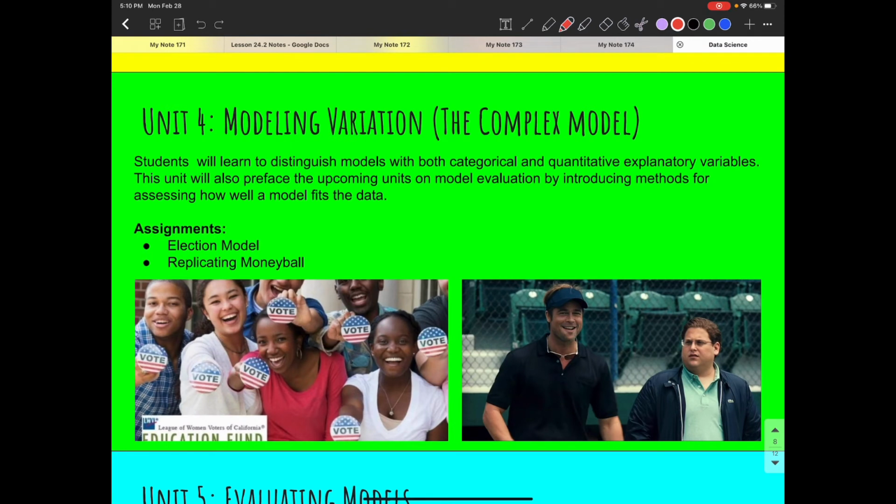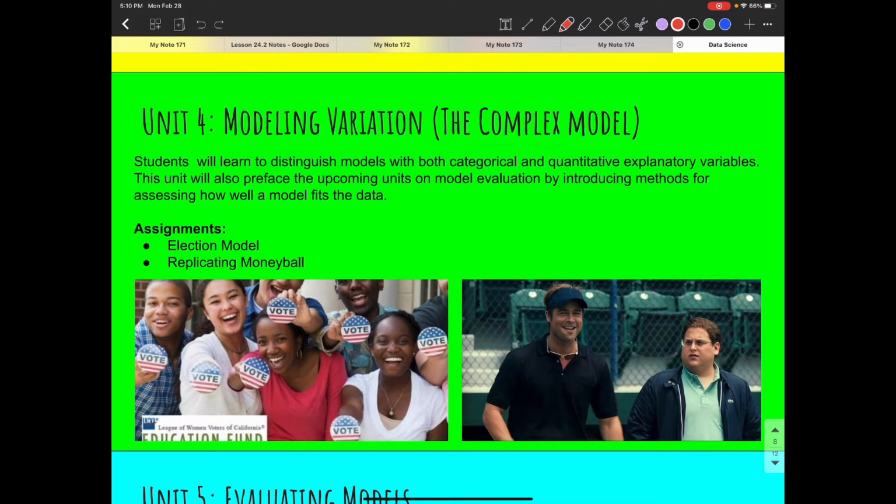In Unit 4, we're going to be talking about modeling variation using the complex model. So students are going to learn to distinguish models with both categorical and quantitative explanatory variables. And if you don't know what an explanatory variable is, it's just a factor that's been manipulated in an experiment by a researcher.